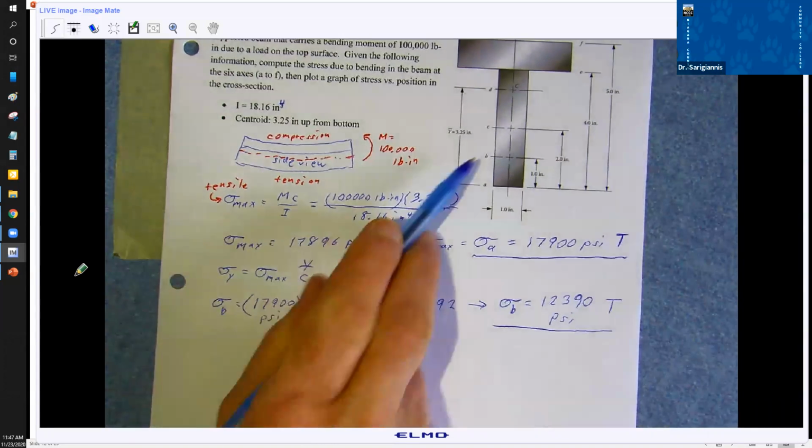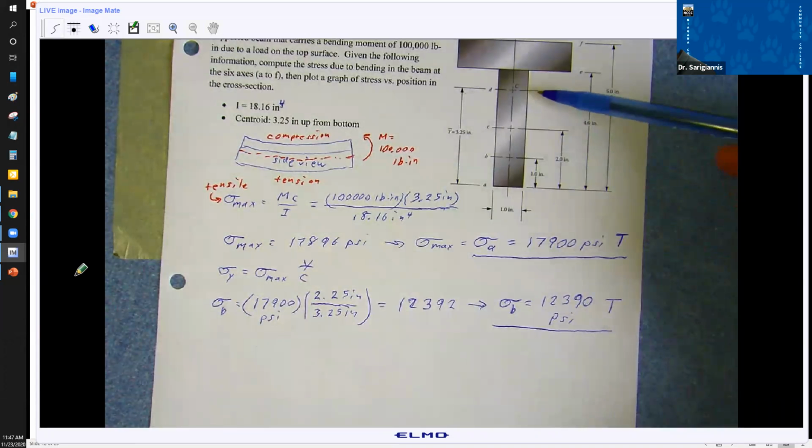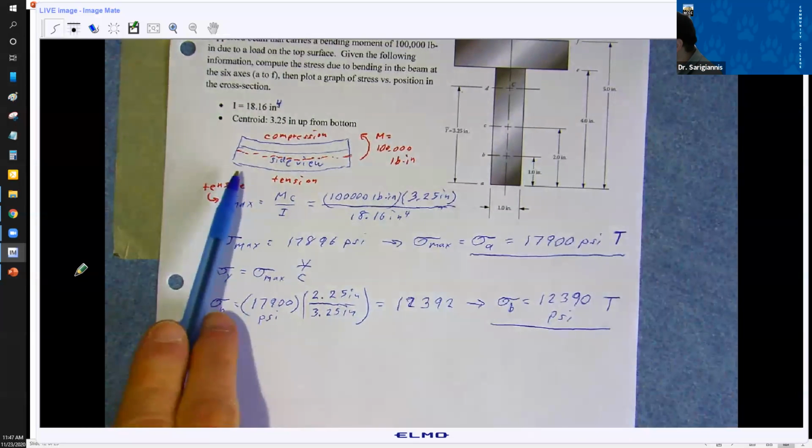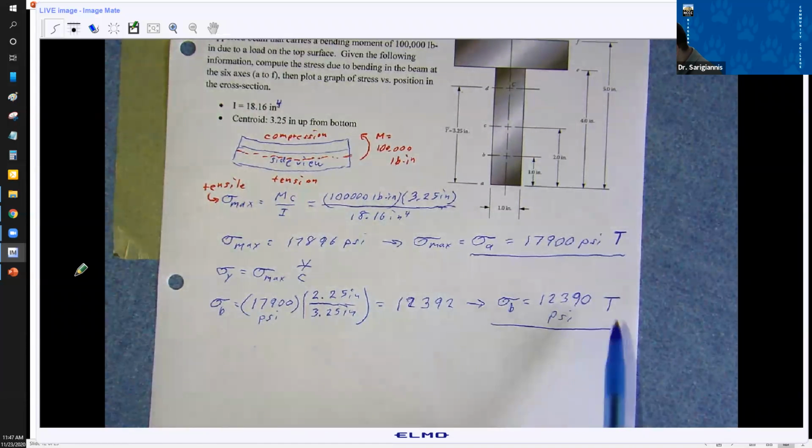And why is that? Because that is below the centroid axis. It's below the centroid, it's still on the tension side. So that's why it's in tension.